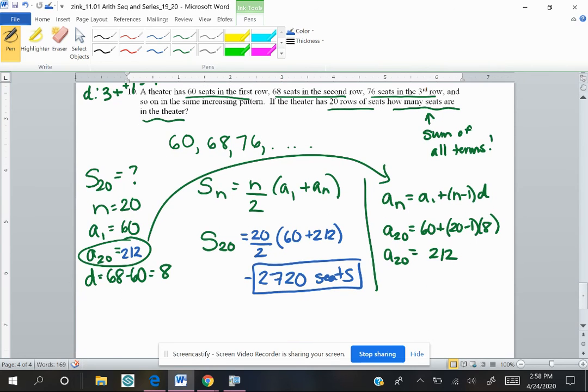Okay. And that is it for our 11.01 notes. We first talked about our summations, and then we also talked about arithmetic sequences and series. I hope that all makes sense to you. Next time we'll be talking about geometric sequences and series, which means you're multiplying to get to the next number instead of adding.